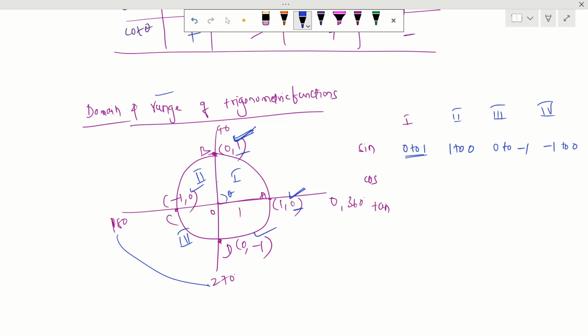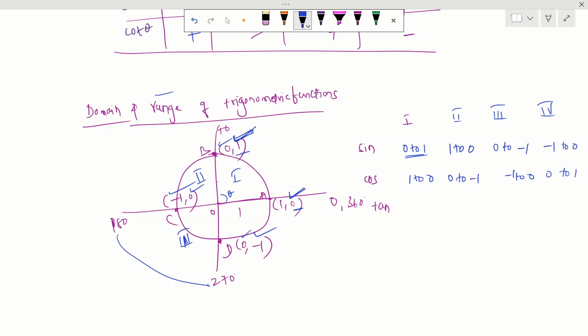So what about cos? Cos in the first quadrant goes from 1 to 0. And what is the value in the second quadrant? It is 0 and minus 1, going from 0 to minus 1. In the third quadrant, minus 1 to 0. And in the fourth quadrant, it goes from 0 to 1. Right, this is correct.